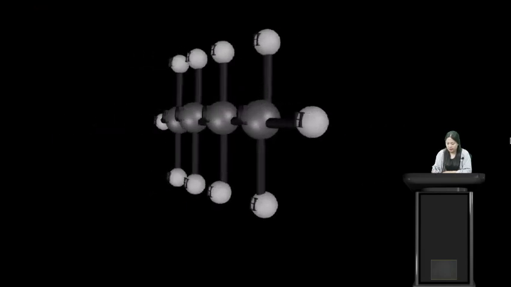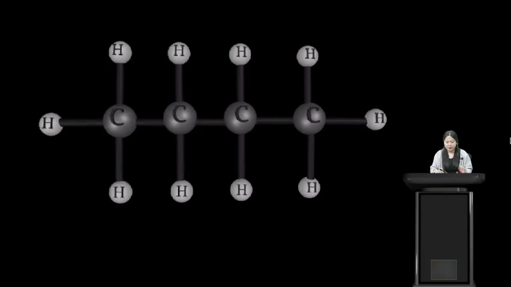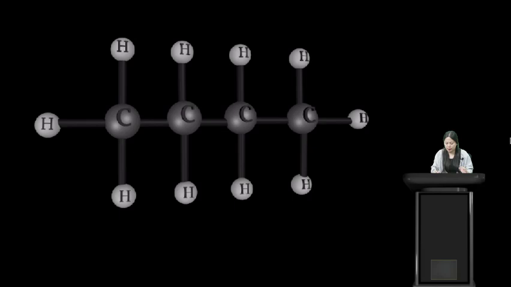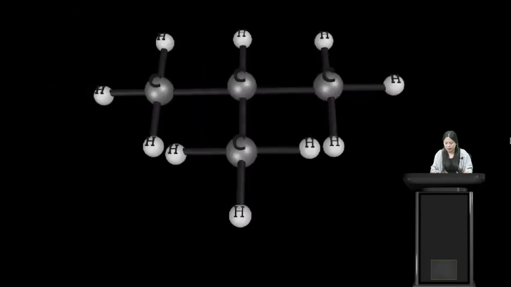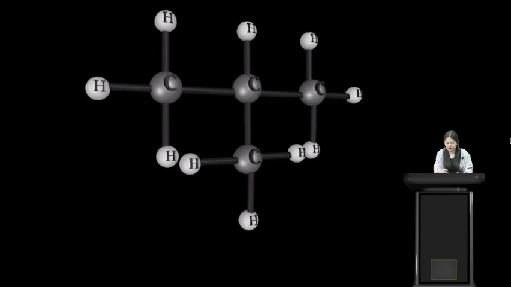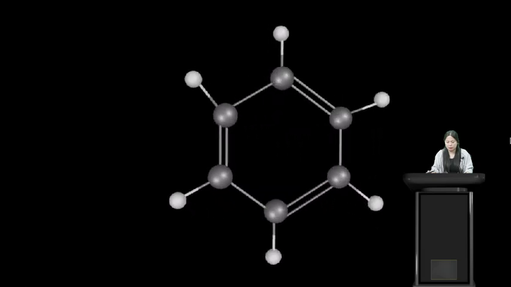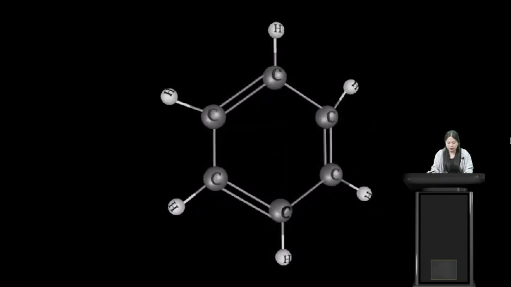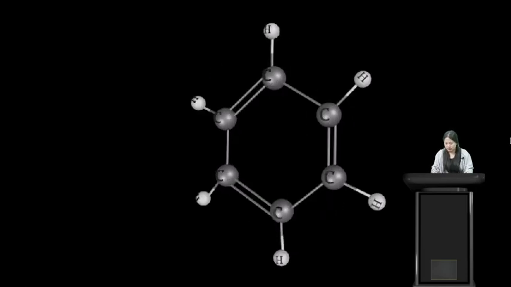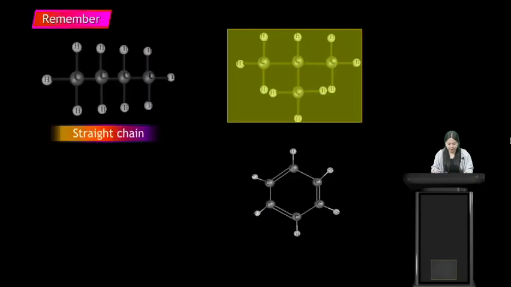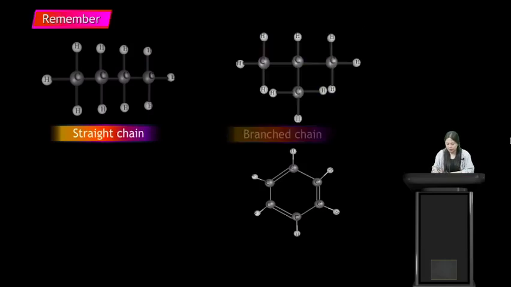Alright, students. So again, we have discussed that carbon compounds can be in the form of a straight chain. It can be branched, like this example. If we write this, it will be in this structure, C, C, C, and C. So it is branched. And carbon compounds can also have a ring structure. So carbon compounds can be a straight chain, a branched chain, or a ring structure.